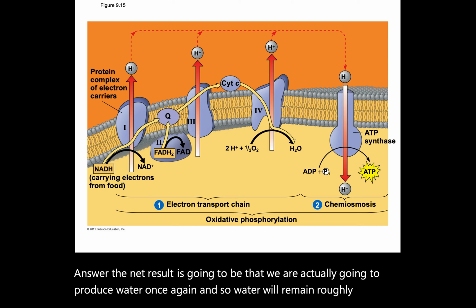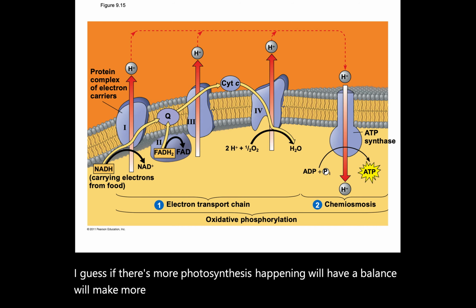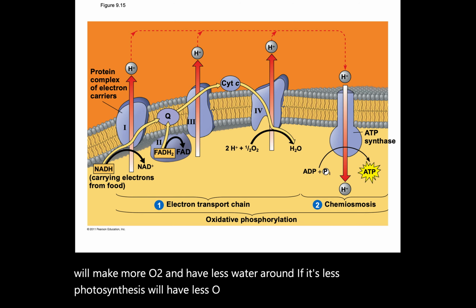I guess if there's more photosynthesis happening, we'll have a balance. We'll make more O2 and have less water around. If there's less photosynthesis, we'll have less O2 and we'll have a little more water around.